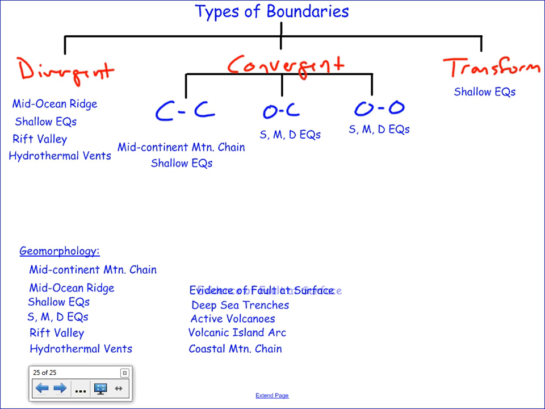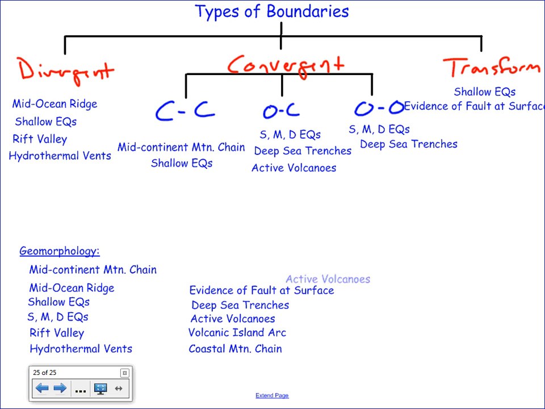Evidence of a fault at the surface we mentioned when we talked about the San Andreas fault and these transform boundaries. Deep sea trenches are associated with subduction, so at ocean-continent convergence and ocean-ocean convergence. Active volcanoes are also associated with subduction, so ocean-continent and ocean-ocean convergence. Volcanic island arcs we talked about with our ocean-ocean convergence. And last but not least are coastal mountain chains, which we talked about with ocean-continent convergence. So in summary, these are the characteristics of each type of plate boundary.